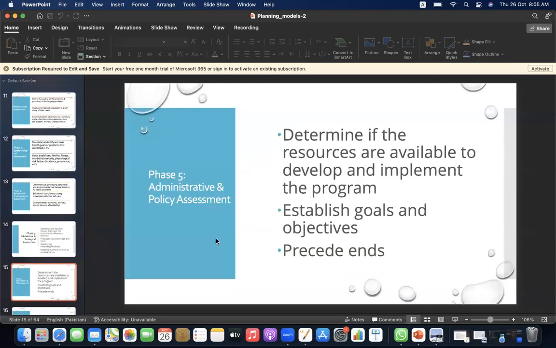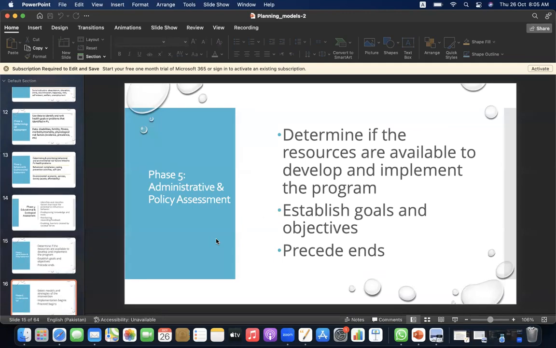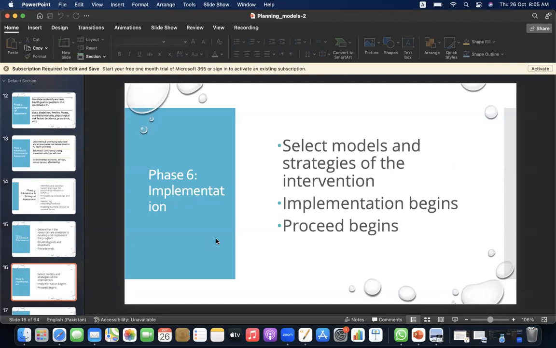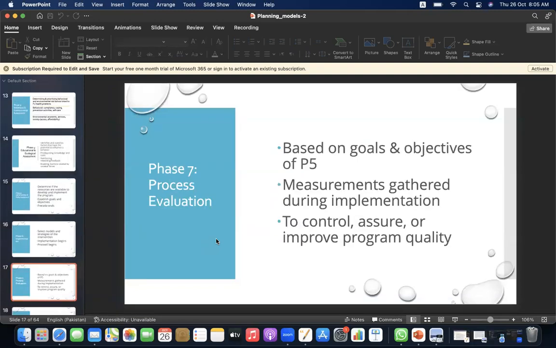Phase 5 is the administrative and policy assessment. It determines if the resources are available to develop and implement the program, and establishes goals and objectives. Phase 6 is the implementation. Select models and strategies of the intervention. Implementation begins here.